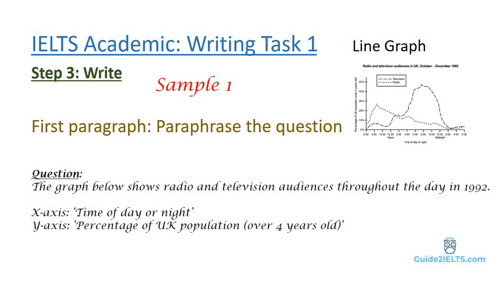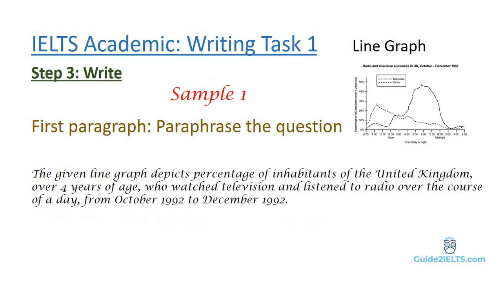The question is, the graph below shows radio and television audiences throughout the day in 1992. The x-axis mentions the time of day or night, and the y-axis mentions the percentage of UK population over 4 years old. First paragraph. The given line graph depicts the percentage of inhabitants of the United Kingdom over 4 years of age who watched television and listened to radio over the course of a day from October 1992 to December 1992.